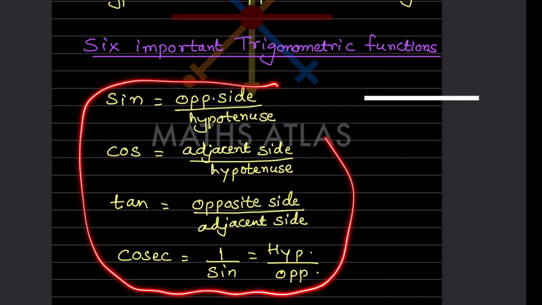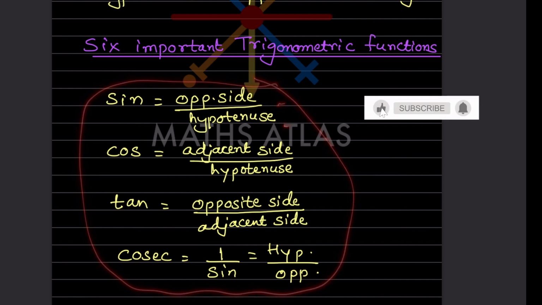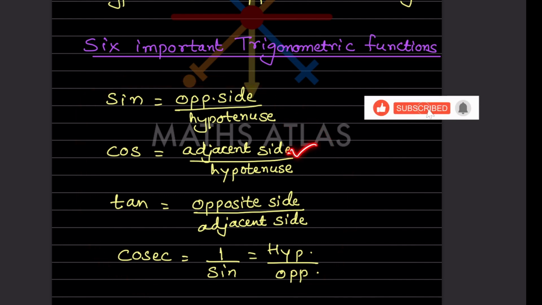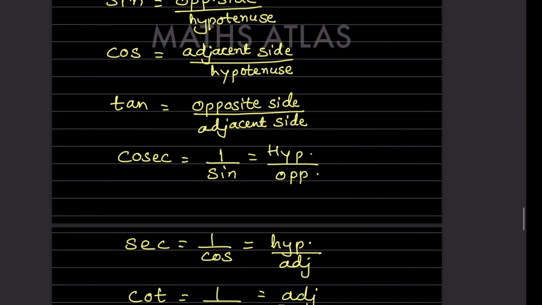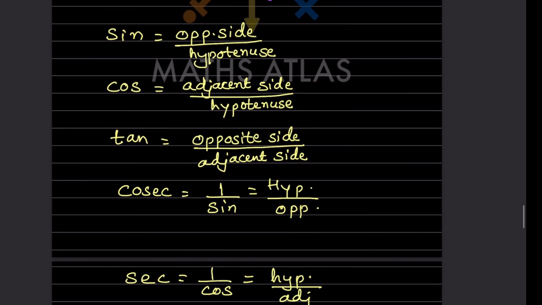Now see here, sine means opposite by hypotenuse. Cos is going to be adjacent by hypotenuse. Tan is going to be opposite by adjacent. So now you have to remember these three. And then the rest are easy. That is the cosec, sec and cot. You just have to flip over.